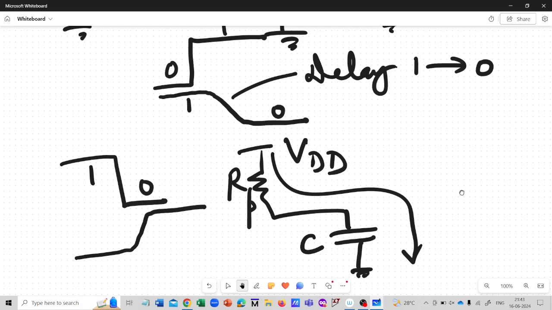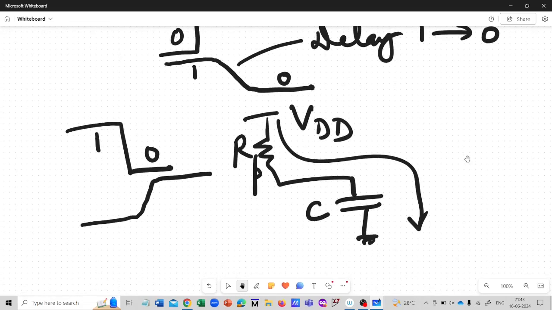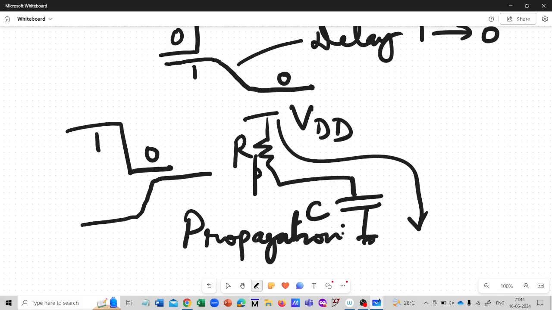So the switching of the output from 0 to 1 and 1 to 0 does not take place immediately. There is a delay between the transition from 1 to 0 or 0 to 1 at the input and the instant at which the transition is seen at the output. So this is what we describe as the propagation delay.